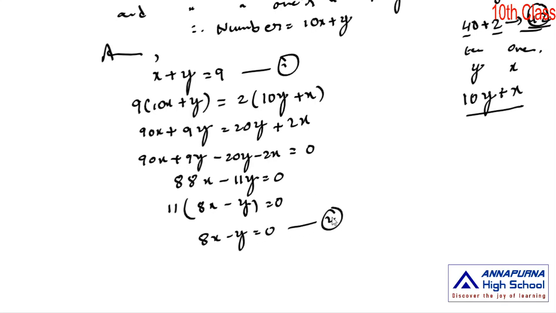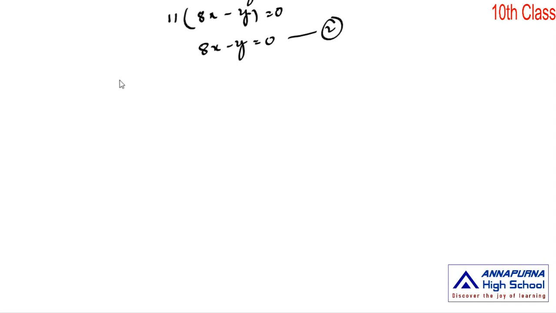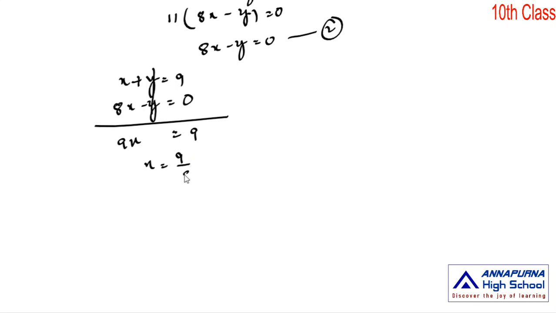Now solve 1 and 2 by elimination method. First write the two equations one by one. X plus y is equal to 9, this is the first equation, and 8x minus y is equal to 0, this is the second equation. Numerically the y coefficients are equal, so better to eliminate this y. When you observe the signs of the terms, they are different, so add these two equations. We are adding, so we don't change any signs in the second equation. So x plus 8x is 9x, plus y minus y cancel, 9 plus 0 is 9. So x is equal to 9 by 9, x is equal to 1.